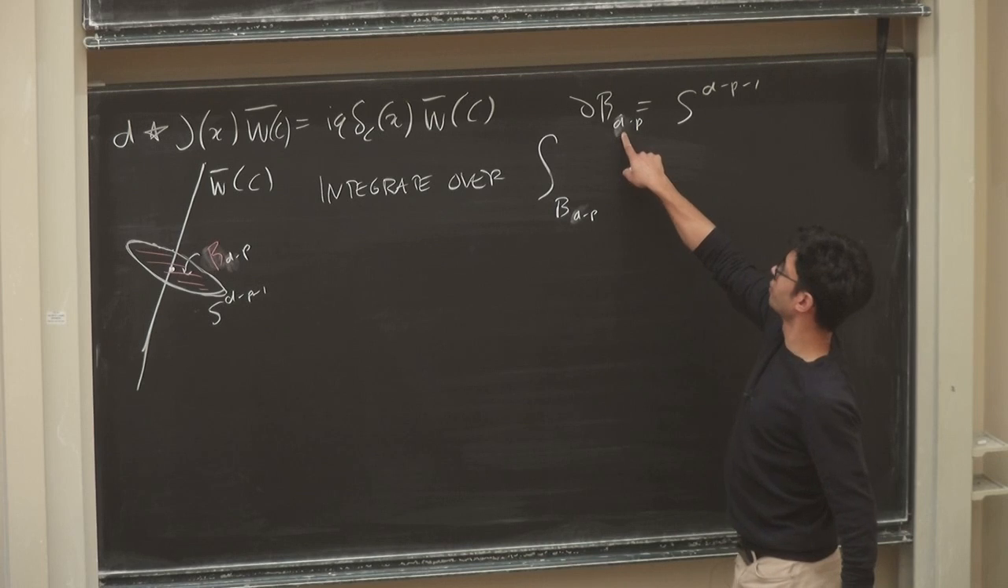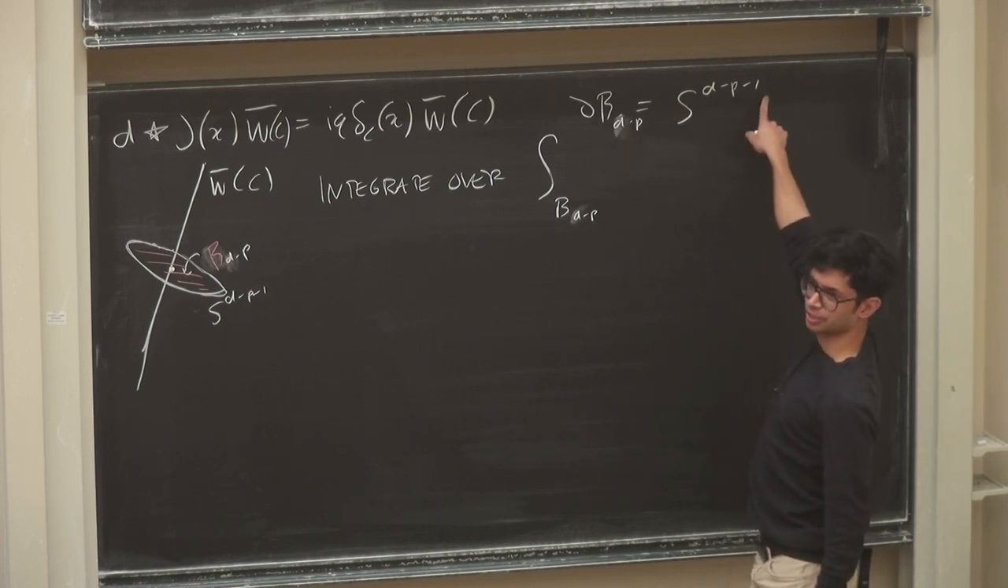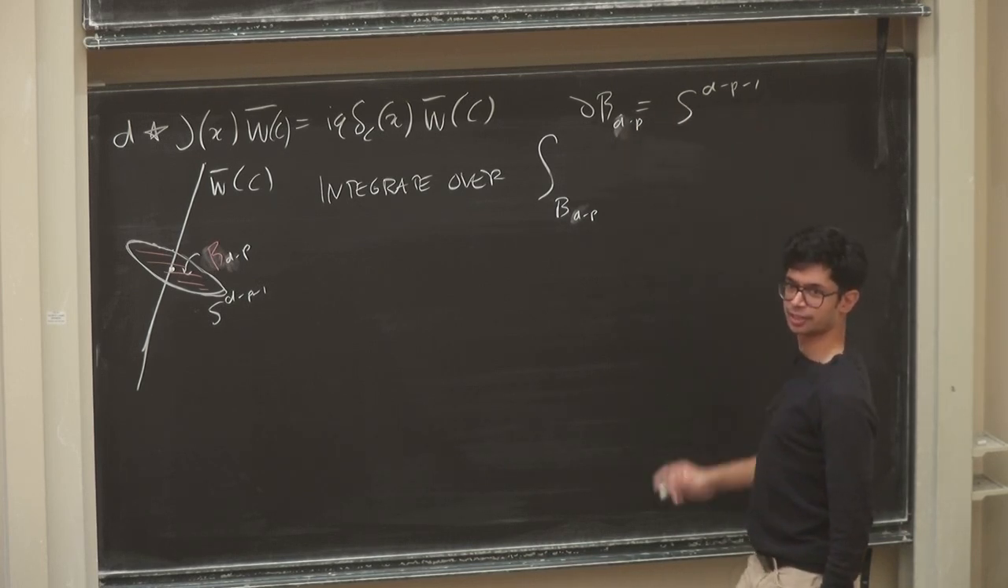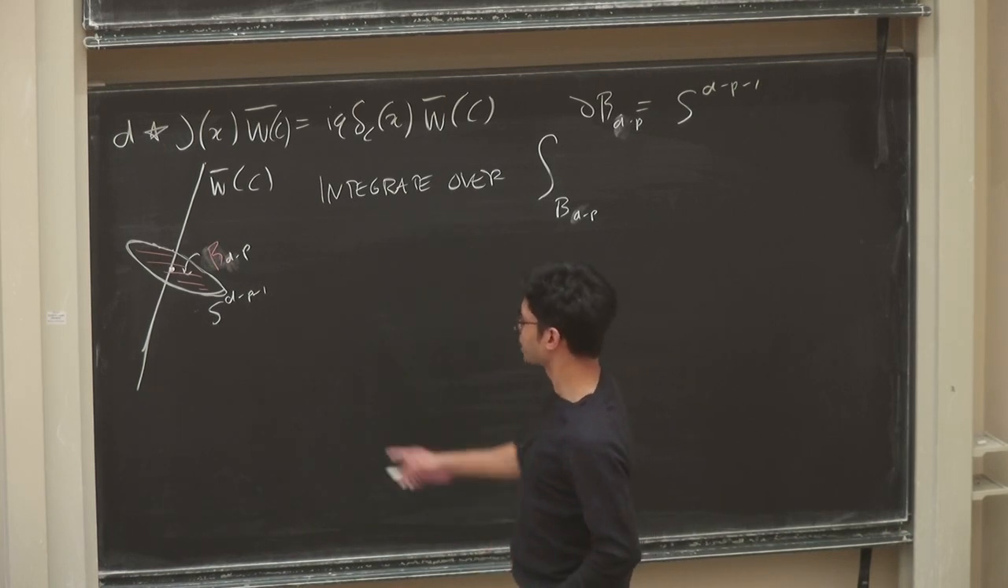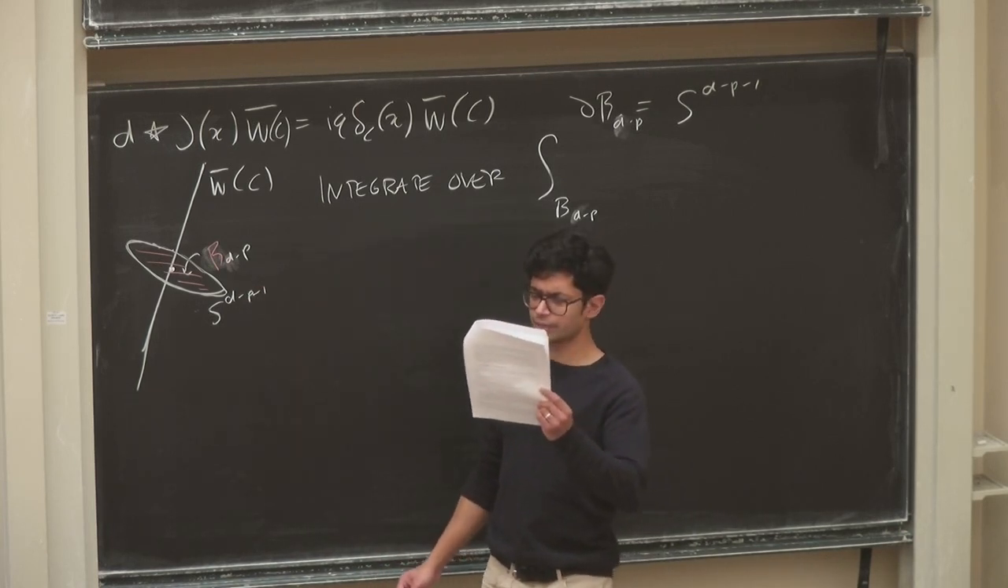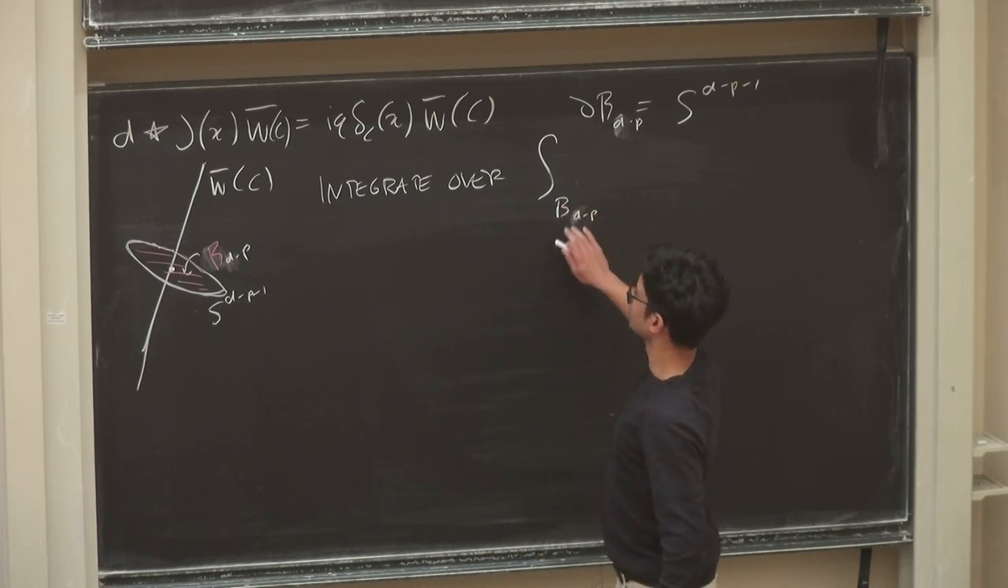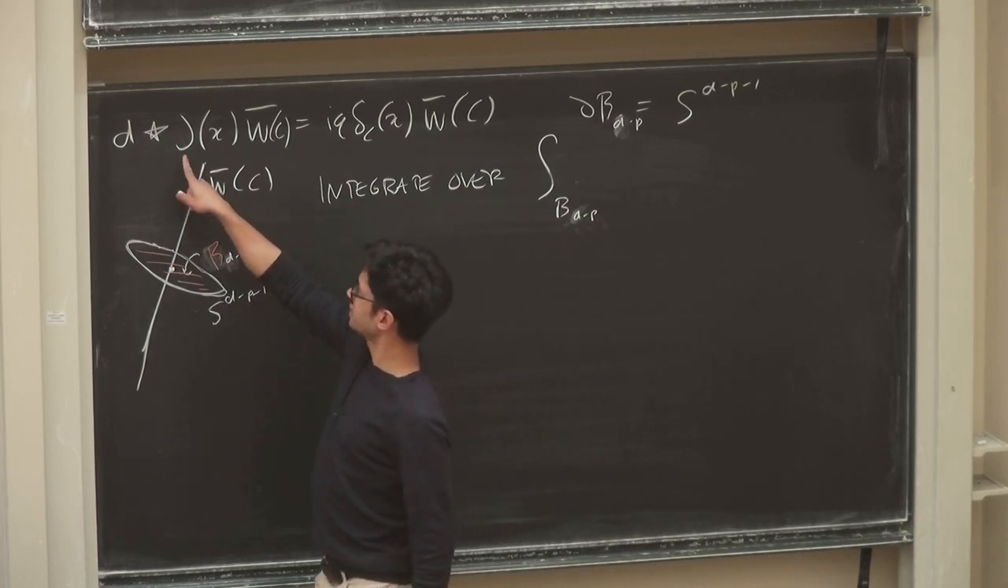So the boundary of a ball B^(D-P) has one less dimension, so it's an S^(D-P-1). So now it's correct. I lied earlier. This picture is right, though. Any mistakes here? Nope, I think this is fine. So now I'm integrating over B^(D-P). So again, that makes sense.